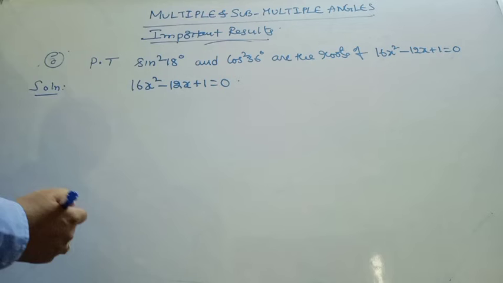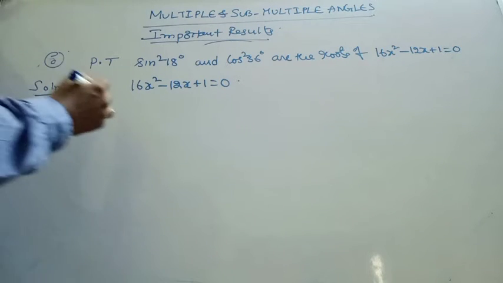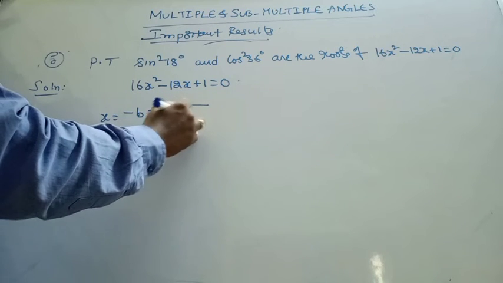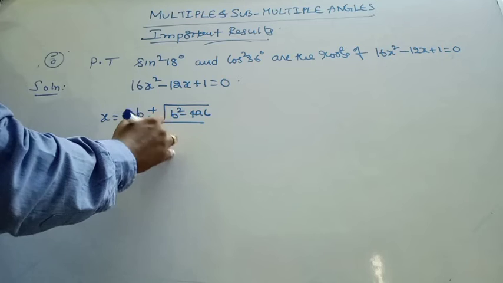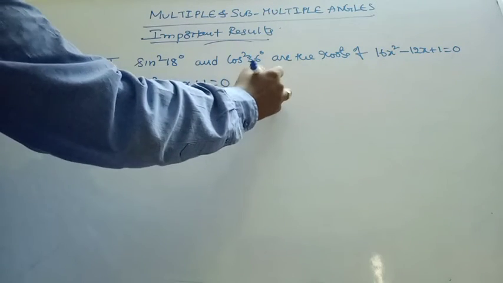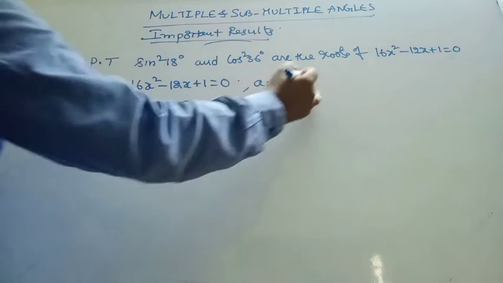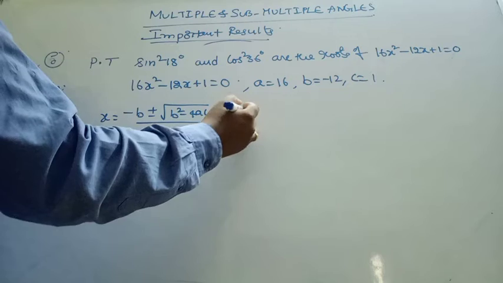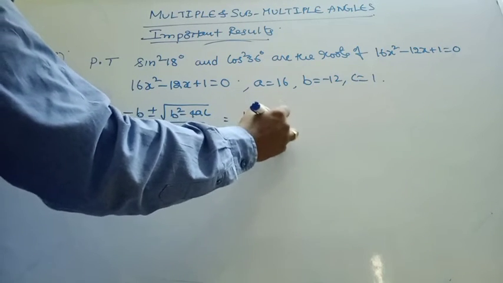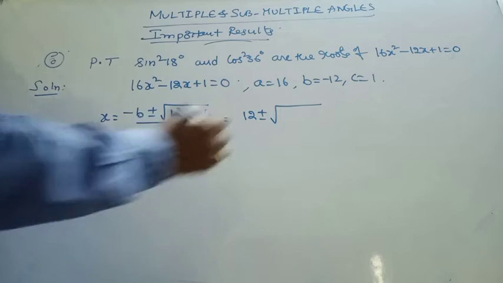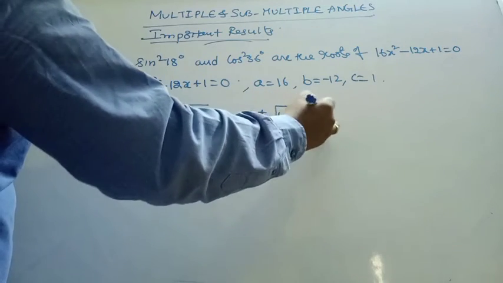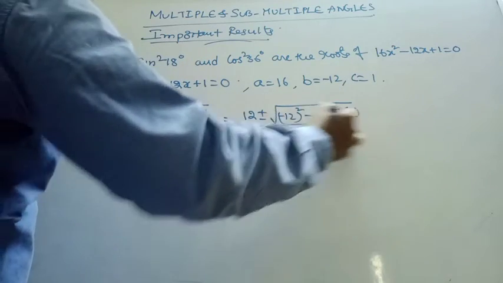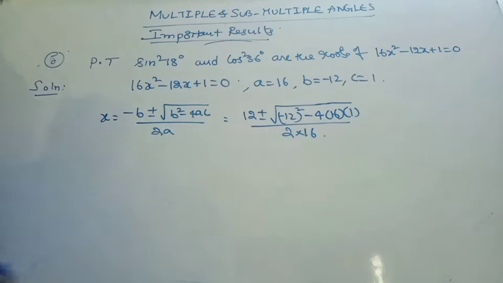Once it is given like this, we know the roots are x equal to minus b plus or minus square root of b square minus 4ac, whole by 2a. You know that the a value is 16, the b value is minus 12, and the c value is 1. Now this is equal to minus b, that means 12, plus or minus square root of minus 12 whole square minus 4 into 16 into 1, whole by 2 into 16.